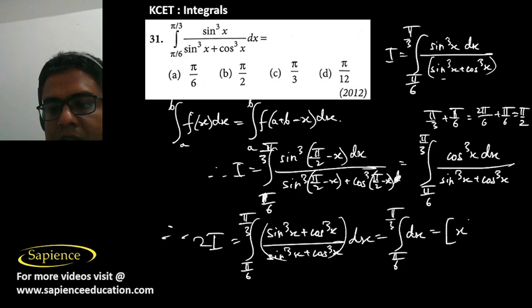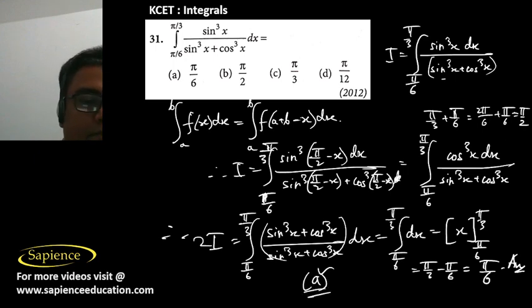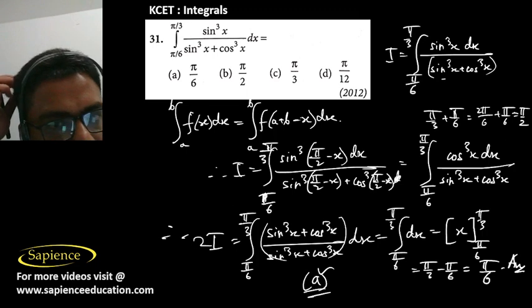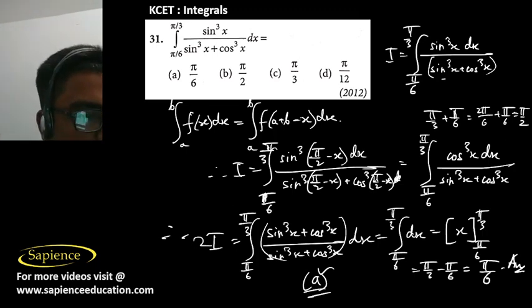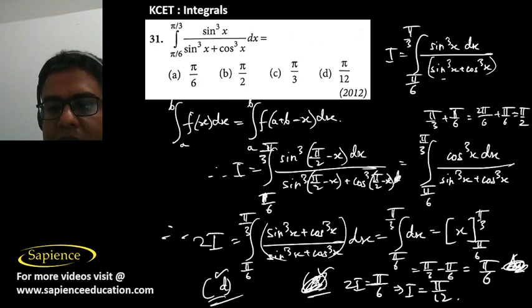So this will be equal to the integral from pi by 6 to pi by 3 of dx. So this will be x, going from pi by 6 to pi by 3. So this is pi by 3 minus pi by 6, which is 2 pi by 6 minus pi by 6, which is pi by 6. Okay, sorry, it is not option A. 2I is pi by 6, so I is equal to pi by 12. So option D is the correct answer.